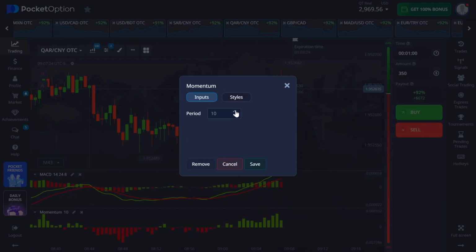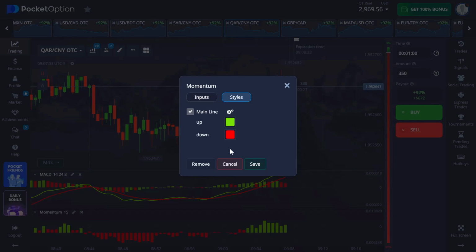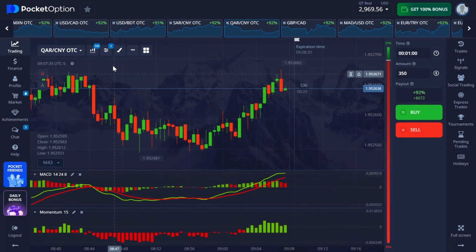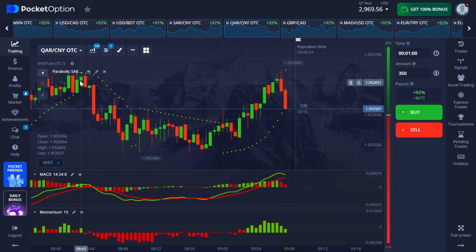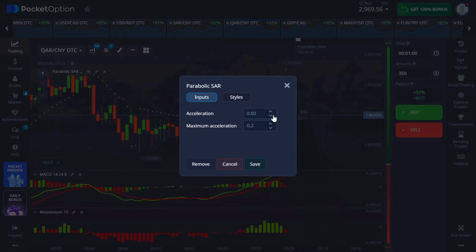And we're gonna choose 15. I'm gonna keep the styles the same. For the next indicator, it's gonna be parabolic. Right? Now for the parabolics, I'm going to fine tune it some more to 27 and this to 0.22.